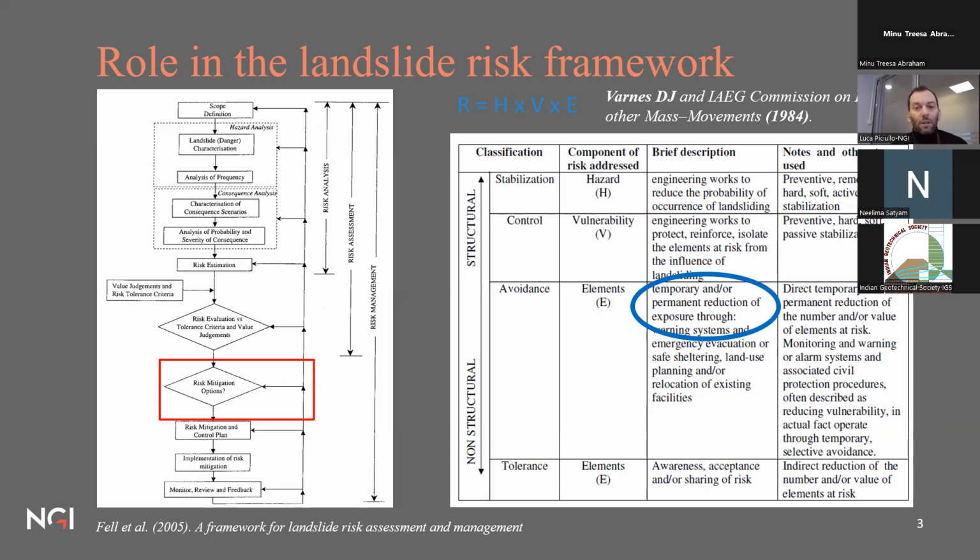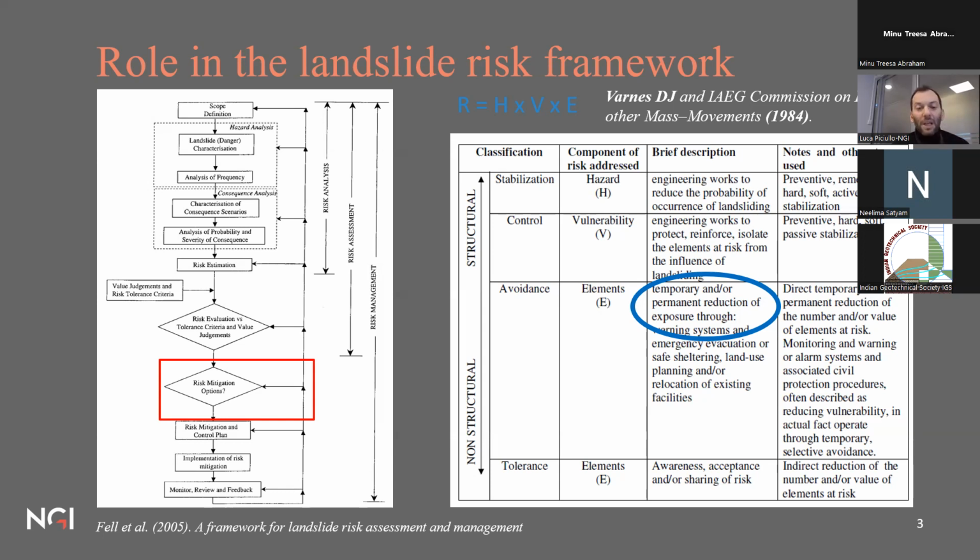reducing the hazard. For example, you do some mitigation measures in order to reduce the pore water pressure or the water table, and you are reducing the probability that an event may occur. On the other hand, you may build some walls or other things, or reinforce the element exposed, and in this case, you are reducing the vulnerability.